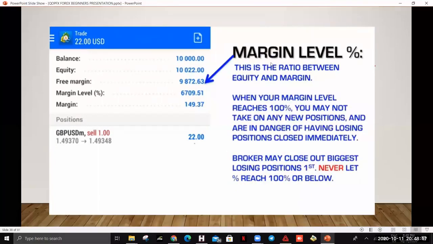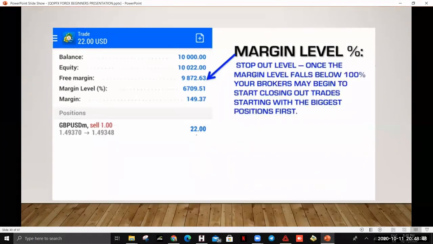Now, margin percent, this is the ratio between equity and margin. When your margin level reaches 100%, you may not take on any new positions. That's what they tell you, so you always look at this figure. By the time it gets to 100 and is reducing, your broker will start closing your trades automatically. So you need to be careful with the number of positions you open. The more positions you open, the more it reduces your margin, your free margin, and the margin percentage. That's what that means. Margin level percentage, stop out level.